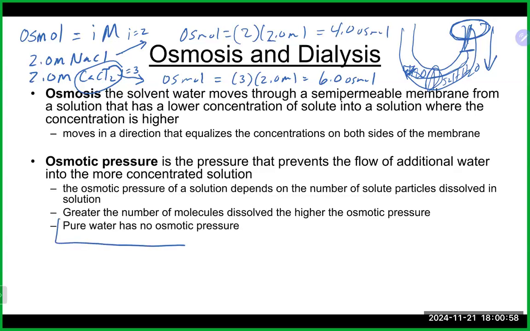Pure water has no osmotic pressure because it has nothing dissolved in it. It's just water molecules together. It's basically just a pure solvent at that point. So there's nothing dissolved in there, and it has really no osmotic pressure. That is why in the diagram up here, water is flowing through osmosis from the side with less osmotic pressure to the more concentrated side with higher osmotic pressure, which would be like the salt water. Any questions on that there?